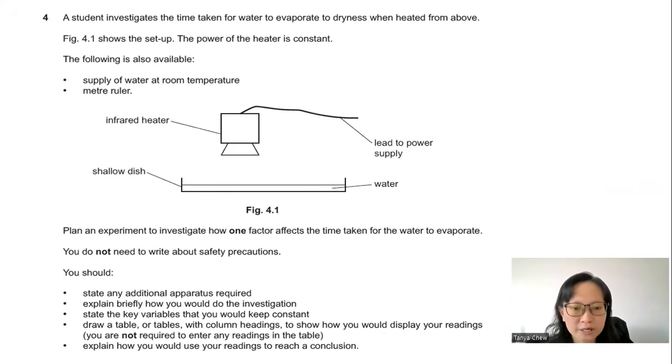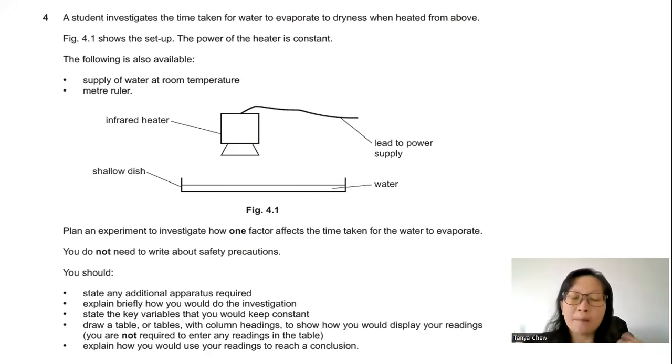Question number 4, a student investigates the time taken for water to evaporate to dryness when heated from above. Fig 4.1 shows the setup. The power of the heater is constant. The following is also available: supply of water at room temperature, meter ruler. So we have to plan an experiment to investigate how one factor affects the time taken for the water to evaporate. You do not need to write about safety precaution.